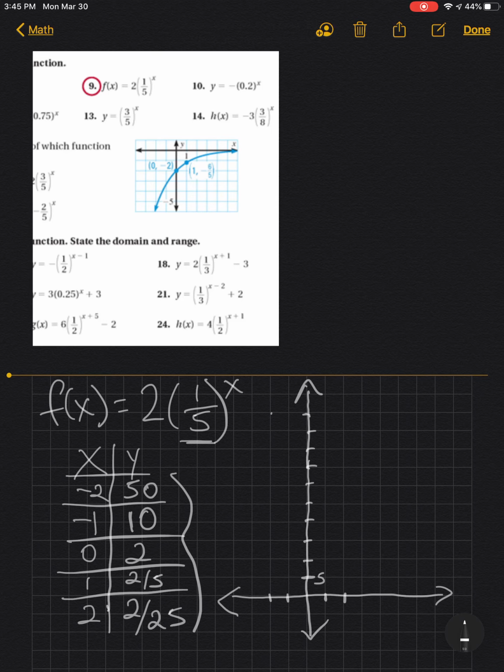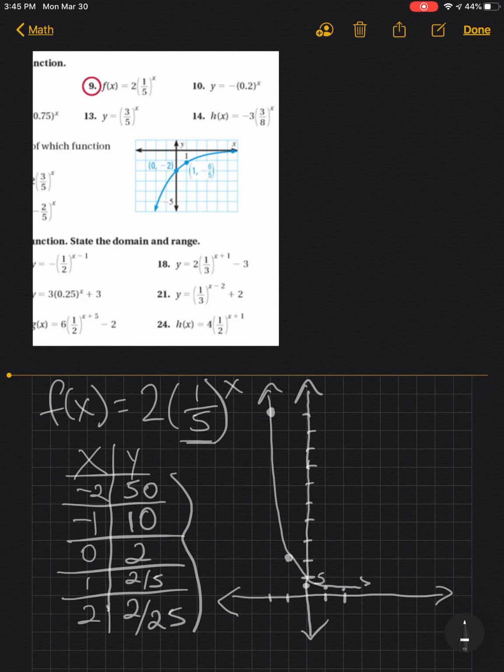Okay, so -2, 50 would be here. -1, 10 drops all the way here. 0, 2 right there. And then these numbers, I can't really just guess since they're so small. I know that they're greater than 0 and they're very close to 0. And I connect. And there we go. Okay, so there is my decay function.